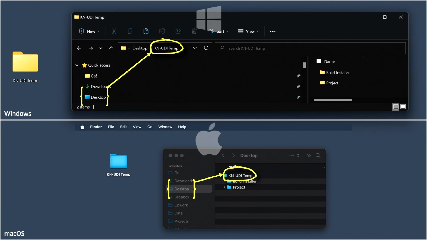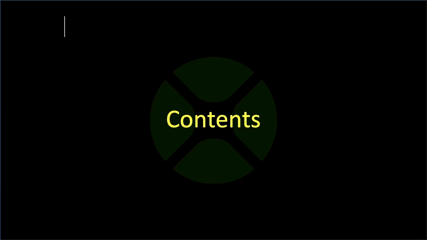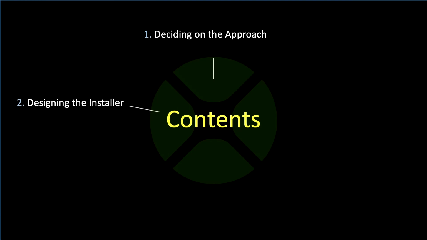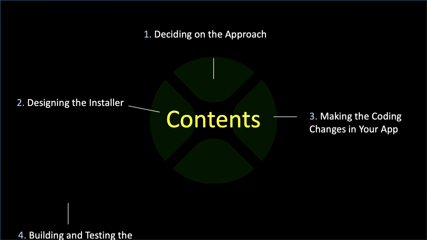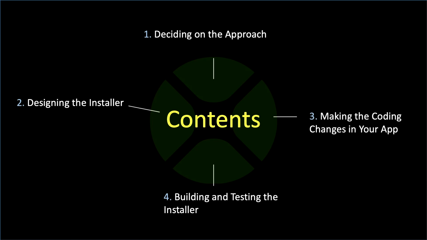For simplicity, I have installed everything on the desktop on both environments under a folder called KNUDI temp, as you can see there. So this is what we're going to cover. First thing is deciding on the approach. The next one is actually a quick review of how to design the installer, and then making the code changes in your app, as well as building and testing the installer. So that's what the contents are.